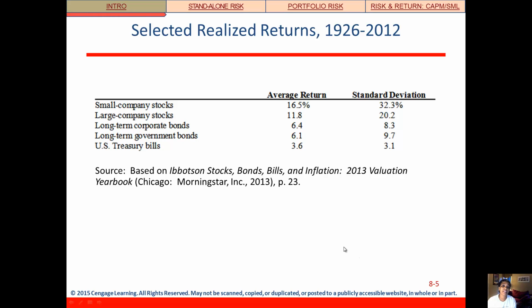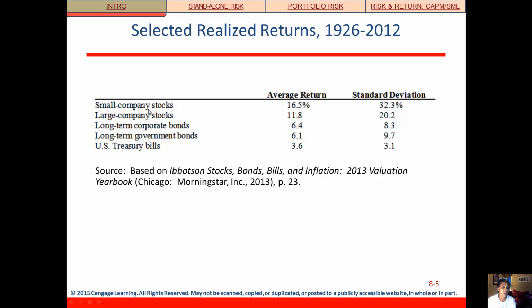Now, just to give you a sense of what risk and return looks like for certain securities, here are the realized returns from 1926 to 2012 for different categories. Don't memorize this, but what you should be realizing here is that there's a risk and return trade-off. The riskier the security, the higher the return. So we're measuring risk with standard deviation, and the higher that standard deviation, the higher the return.